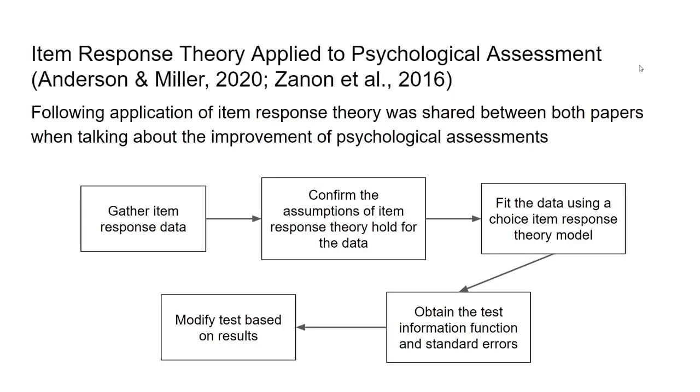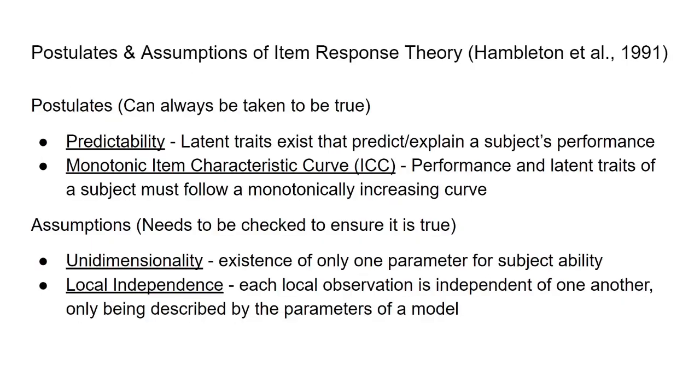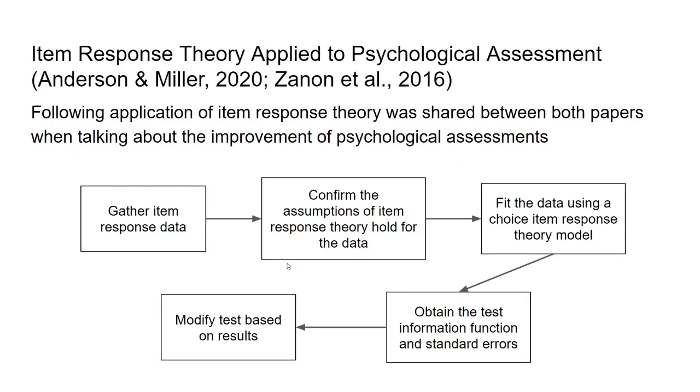And so where does item response theory apply exactly? There are some studies on its application for psychological assessment. Looking at these 2 studies here by Anderson and Miller, as well as Zanon et al., they follow a pretty similar methodology, in which they gather item response data. Once they gather that data, they then confirm the assumptions of item response theory for that data. Because remember, we must make sure that our assumptions hold. These need to be checked: unidimensionality and local independence.